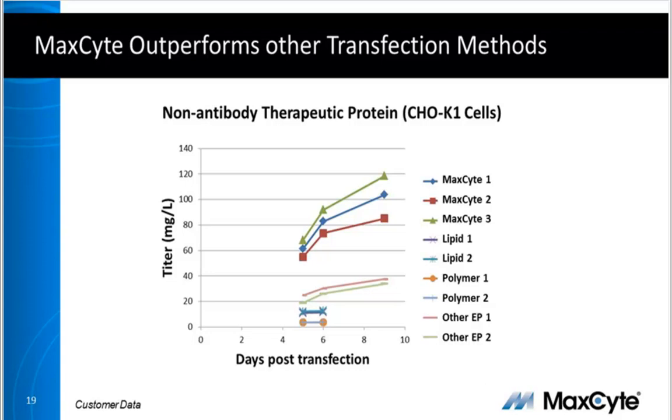As you can see, Maxcyte Electroporation significantly outperformed all other transfection methods throughout the 9 days of culture. Of note, cultures of lipid or polymer transfected cells showed extremely low cell viability after 6 days in culture, and thus no titers were observed for those 2 methods at day 9 post-transfection.